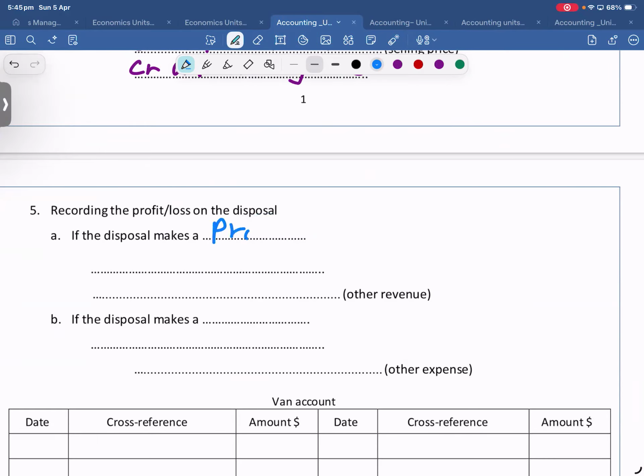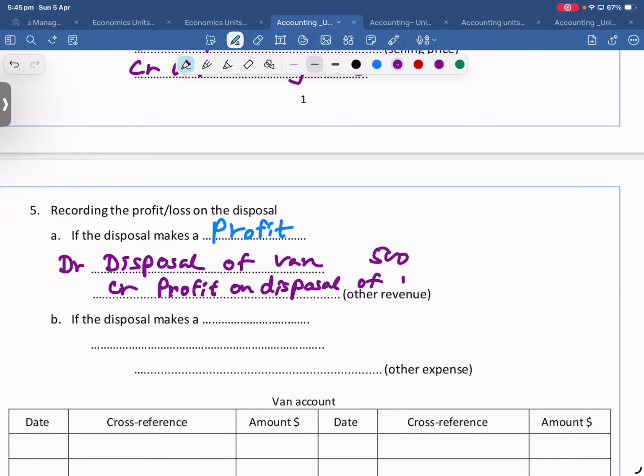Profit. Then you debit disposal of van. How much? 400. And you credit the profit. So this is going to be a different account, guys. Profit on disposal of van.